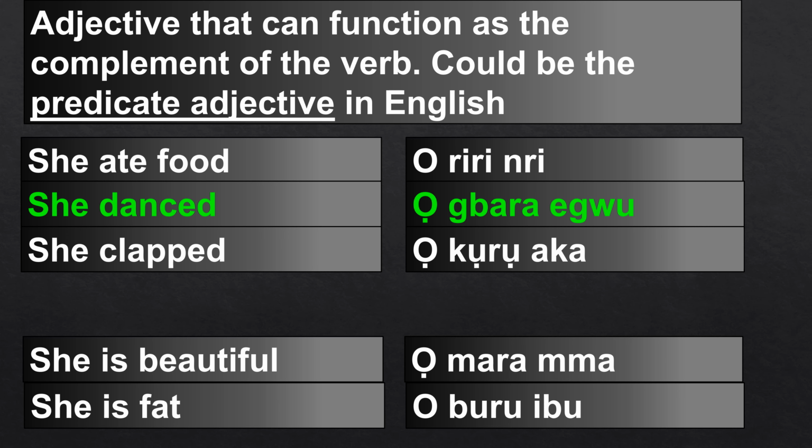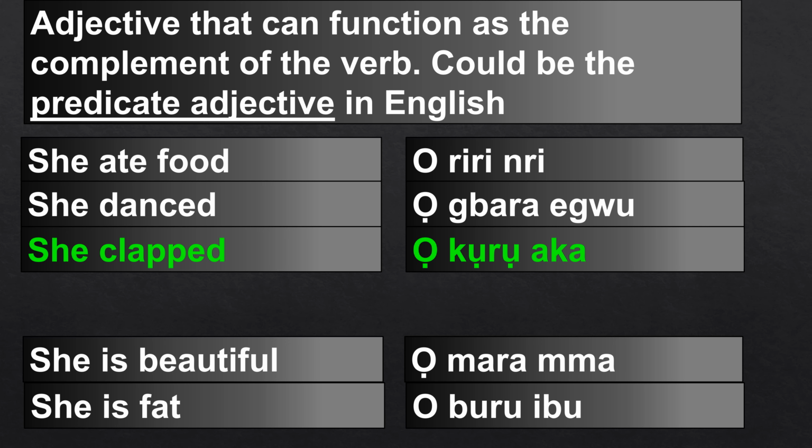So obara egu. She clapped. Okoro aka. Aka is the noun. Aka is hand. So aka is the noun complement that gives meaning to the verb koro. Okoro aka is like saying she clapped hand, or she clapped her hand, or however you want to say it, but aka needs to be there for it to have a meaning. So she clapped. Okoro aka.